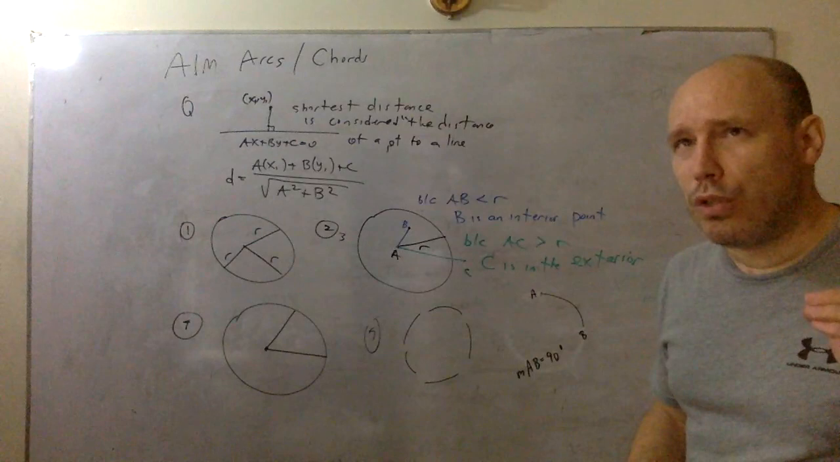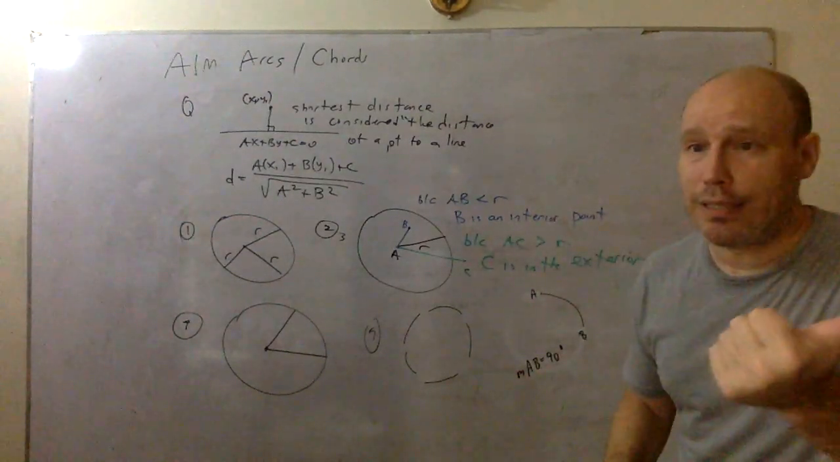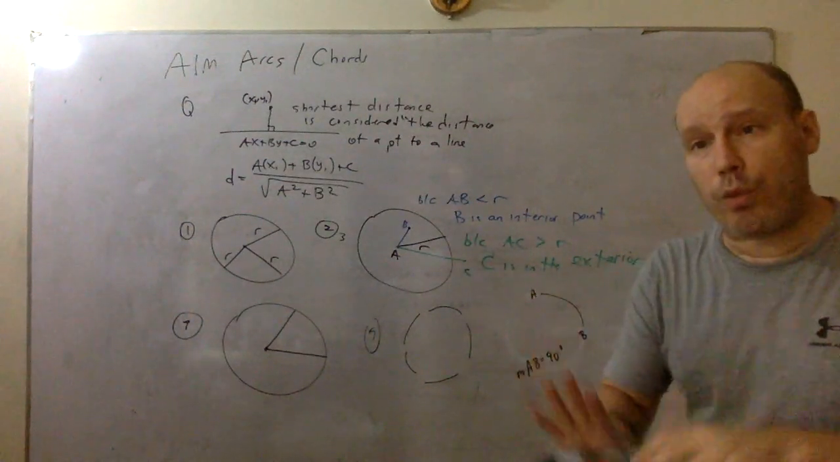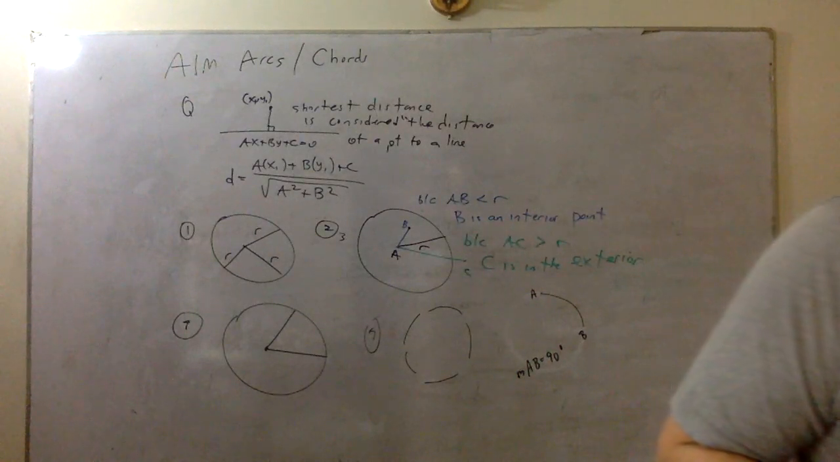It infers that this is a quarter of the circle. I don't know anything about the radius or the diameter. The only thing I know is when you tell me this arc is 90 degrees, it's a quarter of the circle.